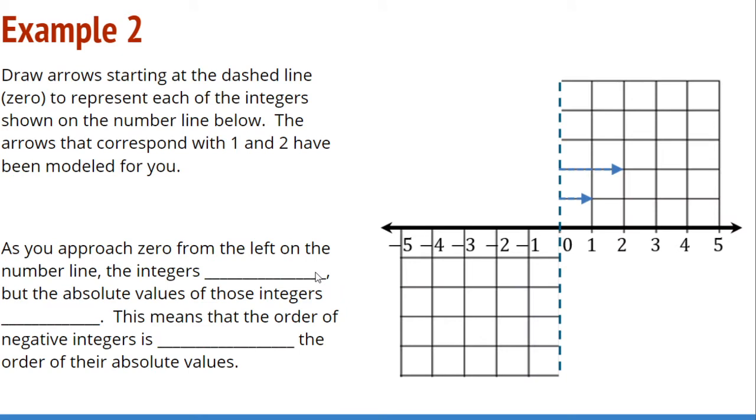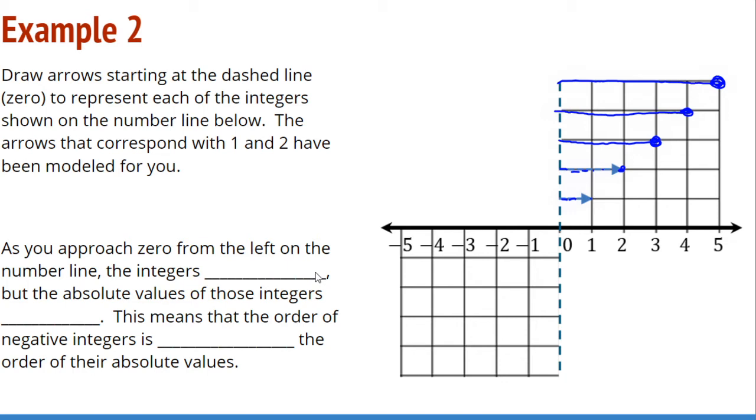We are going to draw arrows starting at the dashed line, which is 0, to represent each of the integers shown on the number line below. The arrows that correspond with 1 and 2 have been modeled for you. So they've drawn this little dashed line here to get us to 1, and they drew a little dashed line here to get us to 2, and now we need to draw a line to get us to 3, another line to get us to 4, and another line to get us to 5.